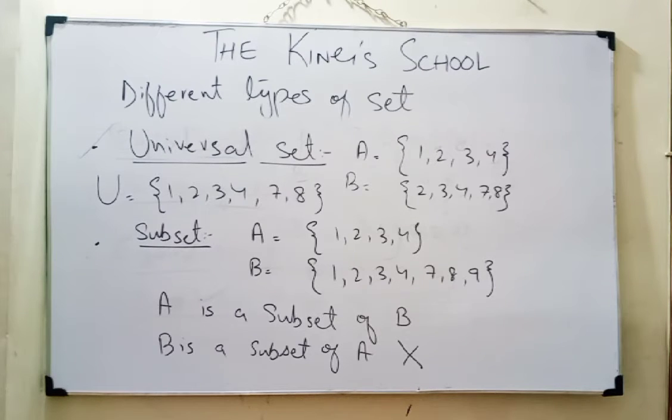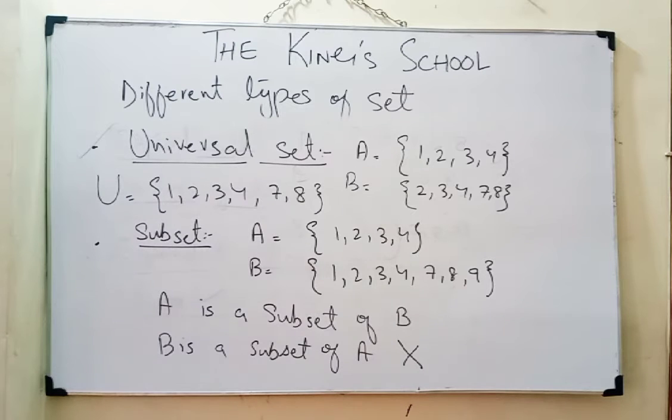I hope that you understand why we call A a subset of B: because every element of A is present in B. So we can say that A is a subset of B. So students, we have 9 types of sets, which I explained to you. I hope that you understand.